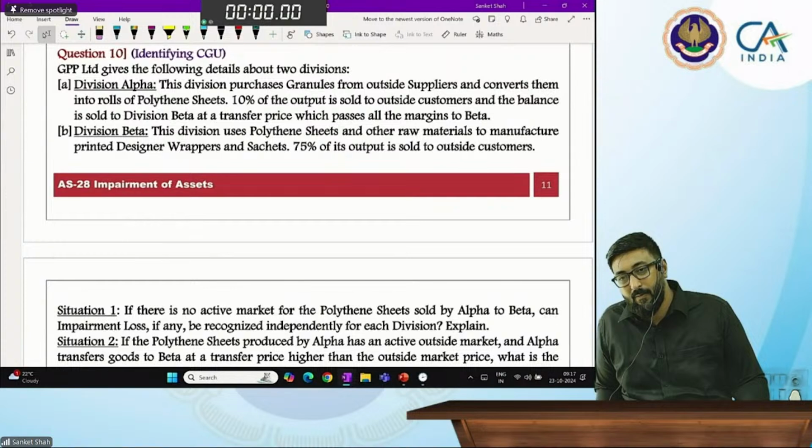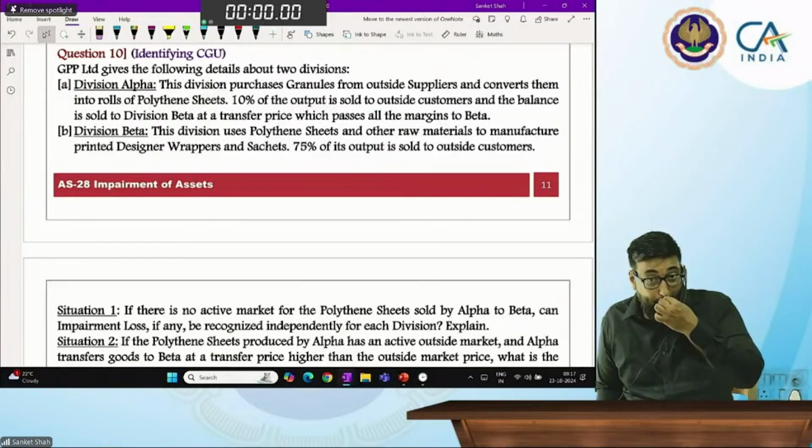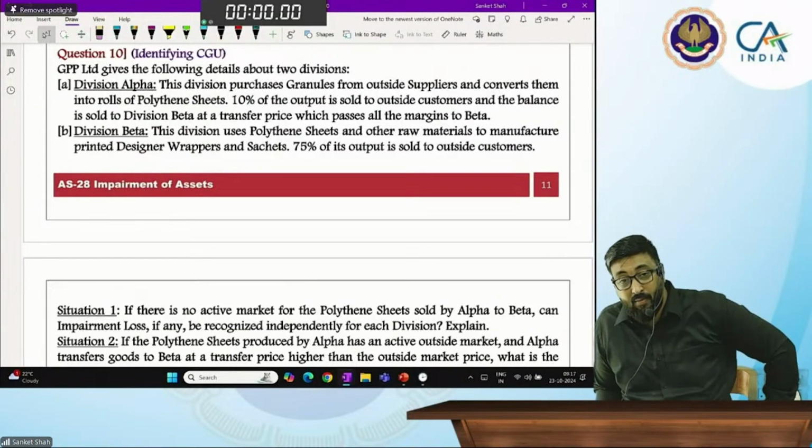10% of the output is sold to outside customers and the balance is sold to Division Beta at a transfer price which passes all the margins to Beta. Division Beta uses polythene sheets and other raw materials to manufacture printed designer wrappers and sachets. 75% of its output is sold to outside customers.